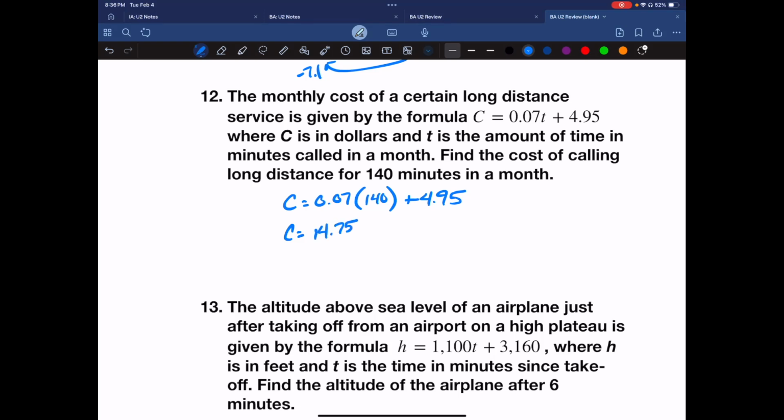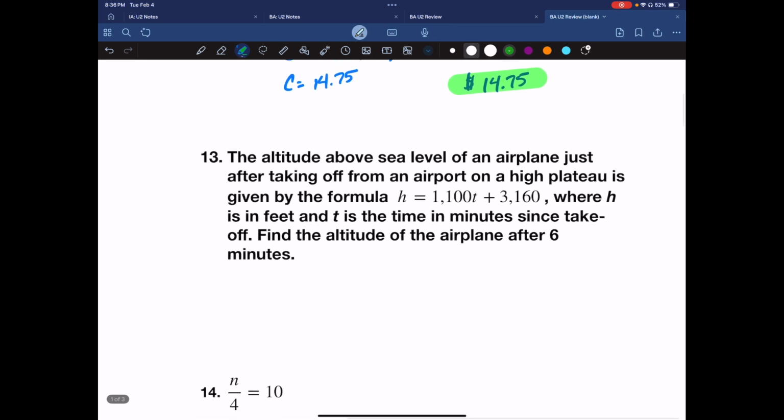What is that? Well, if you look back at the problem, it says C is in dollars, and that's your cost. Okay, so we're talking $14.75. Okay, so that's how much it costs for 140 minutes in long distance.